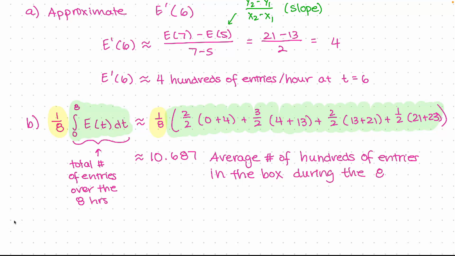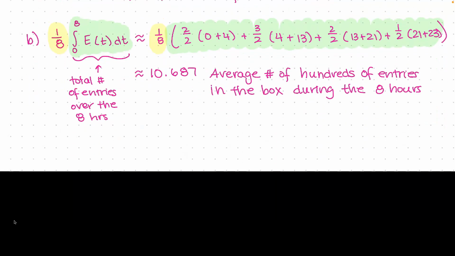During the 8 hours. It's a slight difference between the per hour and saying during the 8 hours, because this is at any given time. At any given time, I just look at how many entries are in the box. On average, it's going to be 10.687 hundreds of entries. You can reason your way out through the units in a couple of different ways.